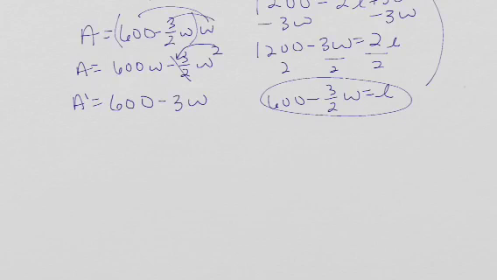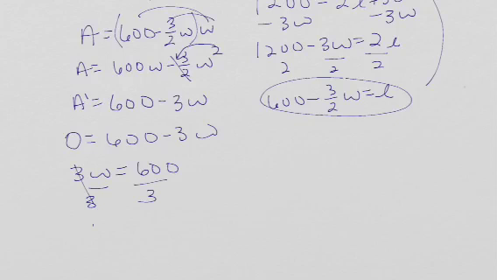I have to set the derivative equal to 0, and that's because at the maximum point a slope is 0. So I'm going to set this equal to 0 and solve, so I get 3W equals 600. So dividing each side by 3, W equals 200.